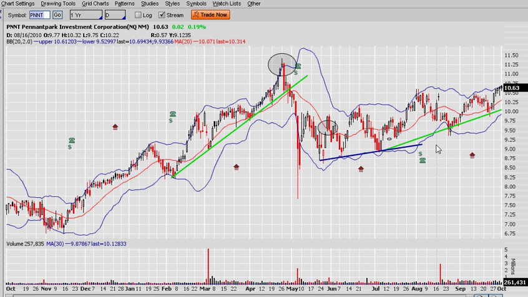So Bollinger Bands in conjunction with something else, great strategy to use, because then you have a weight of evidence in your favor when you make a trade. Alone, not very dependable, but still useful.